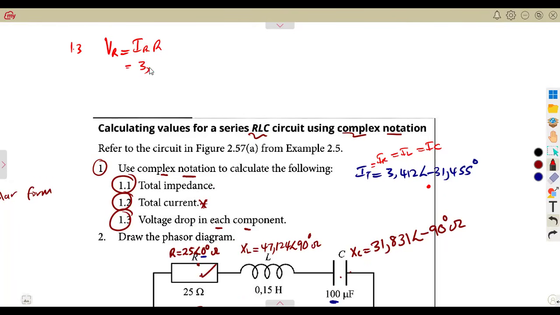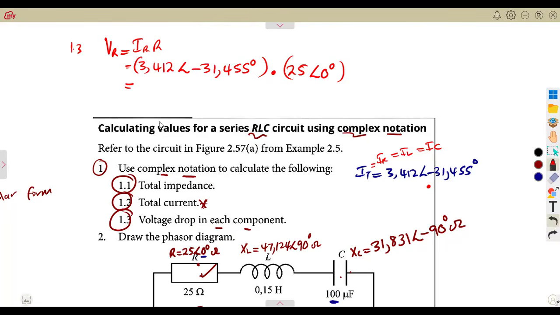So that's 3.412 at an angle of minus 31.455 degrees, multiplied by the resistance value. The resistance is 25 at an angle of 0 degrees. As I explained before, it's in phase with the total voltage.